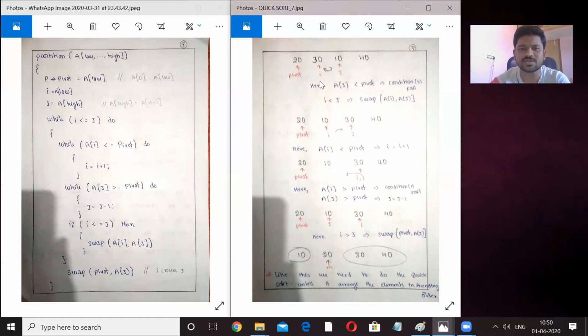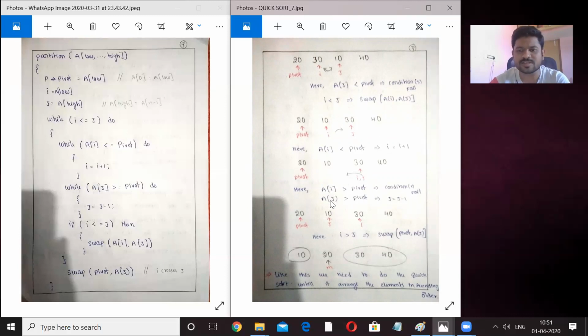By swapping these two values, I got this output: 20, 10, 30 and 40. Here a of i is less than the pivot element, so I will increment i by 1. So i comes here. Now a of i is equal to 30 and my pivot element is 20. So the condition a of i is greater than my pivot element fails.